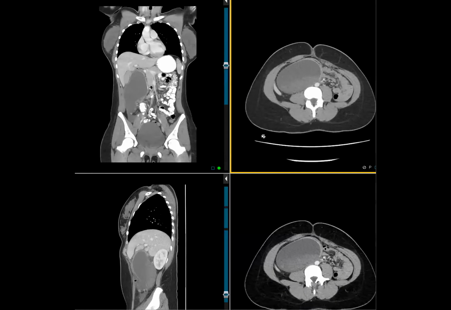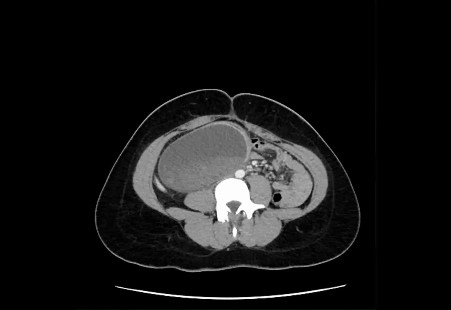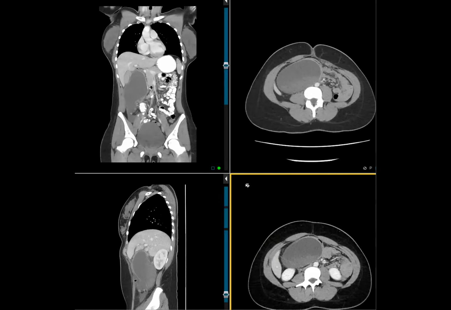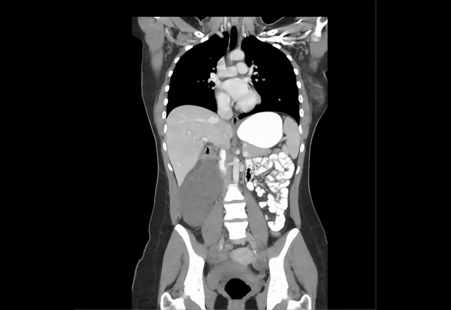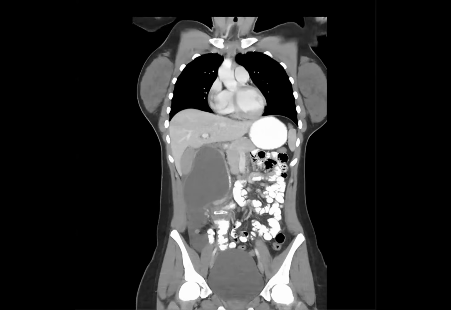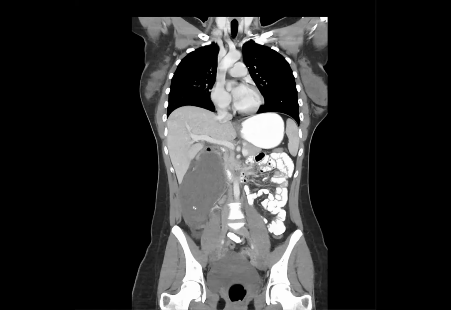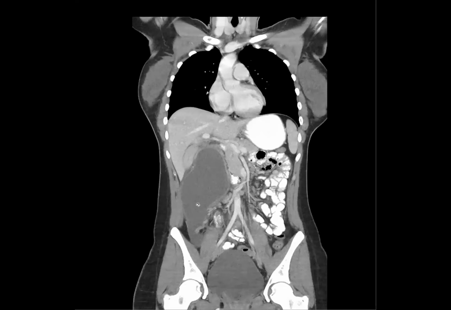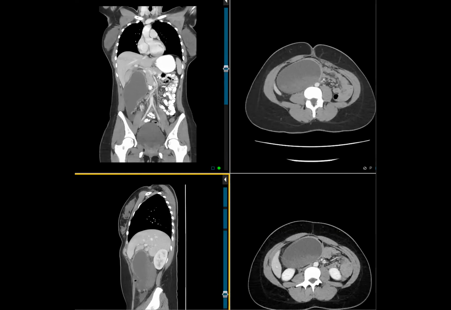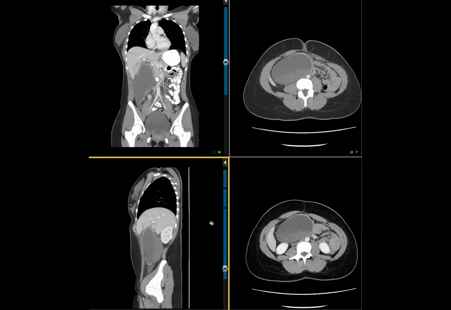And I can show you, soon after that, we did another CT scan with oral contrast. So this one is with oral contrast, and the oral contrast did not go into this lesion. So any guess or any other finding that you see that might be pertinent to the diagnosis?